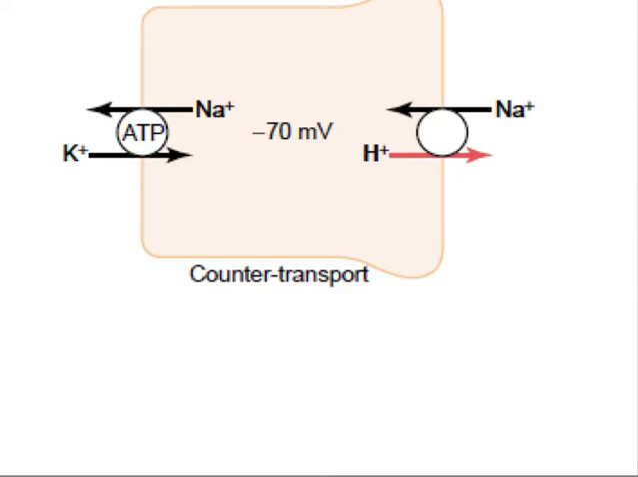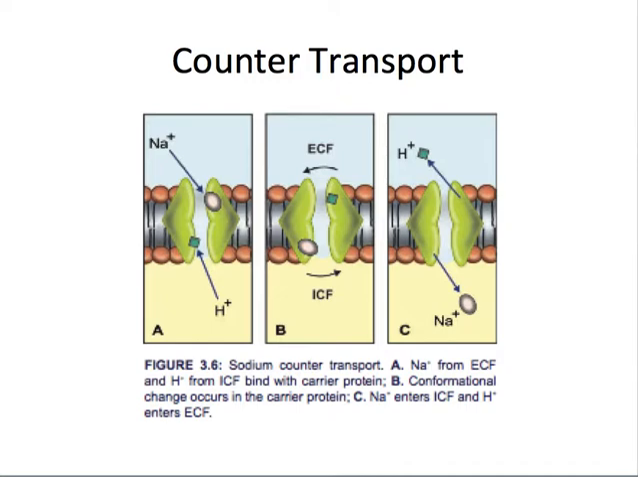This sodium-hydrogen countertransport occurs especially in the proximal part of the tubules of the kidneys. Here, the sodium ions move from the lumen of the tubule to the interior of the tubular cell, while the hydrogen ions are countertransported into the tubule lumen, meaning in the opposite direction.